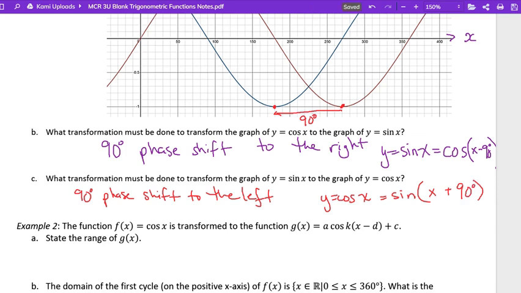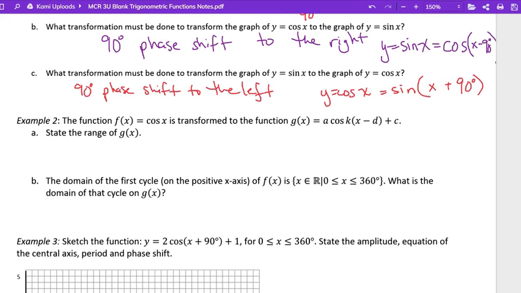Okay, so now we're getting comfortable putting a phase shift into our equations. Don't you feel all grown up? Like you thought that doing regular transformations was a big deal. Now you're throwing in a phase shift and you're like, yeah, I got this. All right, excellent.